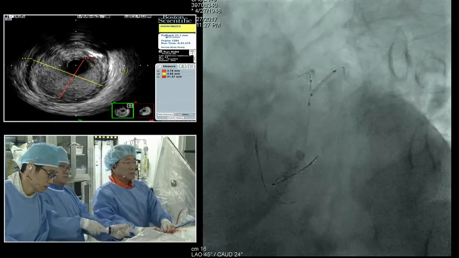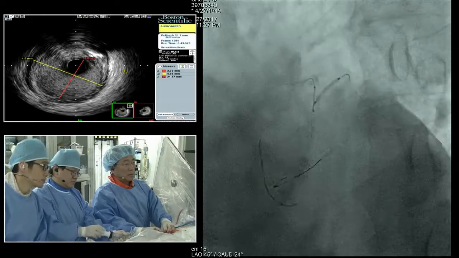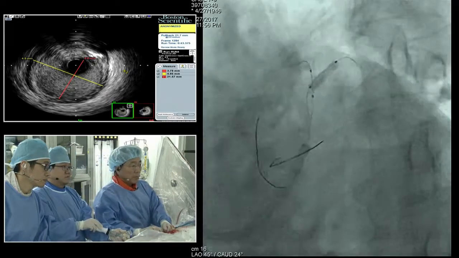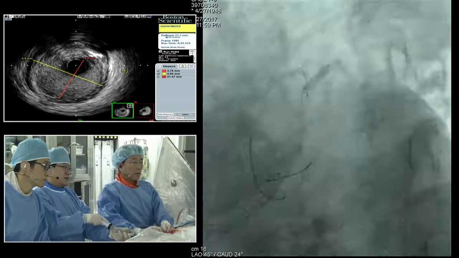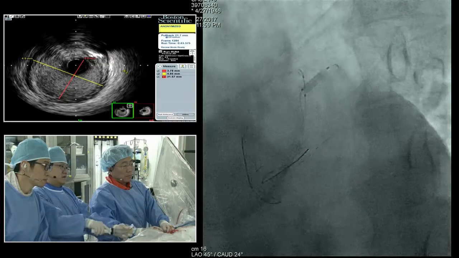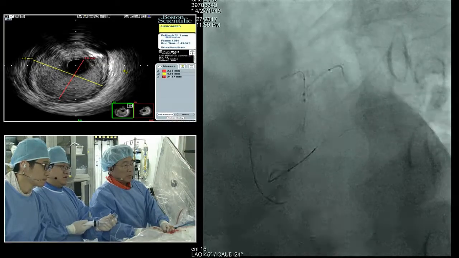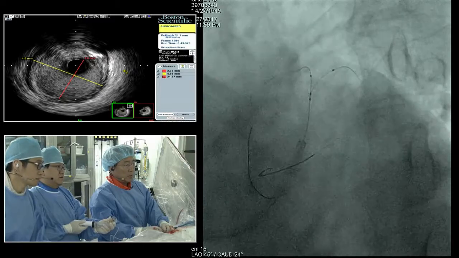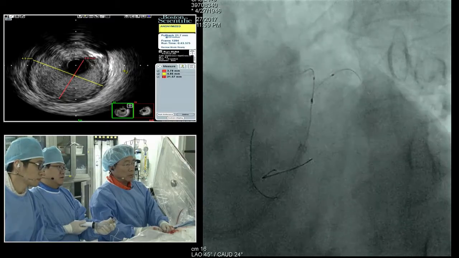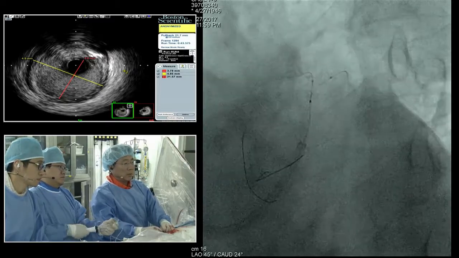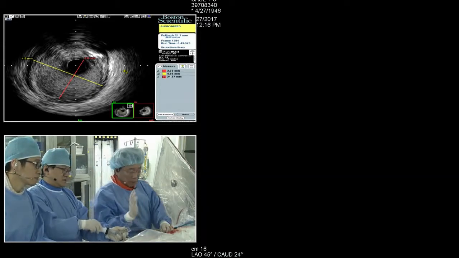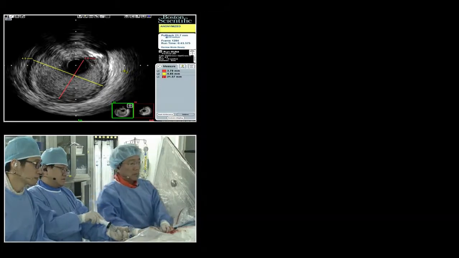Inflate for the diagonal branch. The match is with the balloon and 2.75. What is nominal? 10. Okay, quite enough. Deflate. And then I want to pull the balloon out a little bit. I want to damage it to the distal part of the stent here. Okay, inflate. What about 16? 16 is quite enough. Okay, deflate.